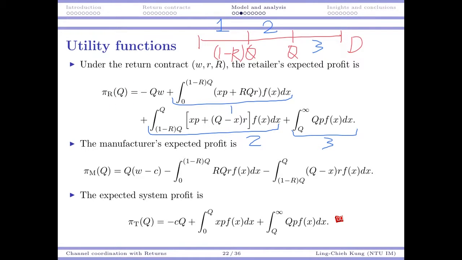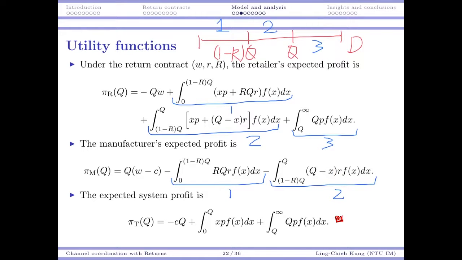The manufacturer's expected profit is somewhat similar, or just at the opposite side. The manufacturer needs to pay CQ as the production cost, and the manufacturer can earn Q times W as the wholesale revenue. But the manufacturer is also facing some risks about buying back the unsold products. This, of course, is what happens when the demand is very small. When the demand is very low, the manufacturer is going to take capital R times capital Q back. Or if the demand is somewhat moderate, then the manufacturer only needs to take back Q minus X, and X is the demand.